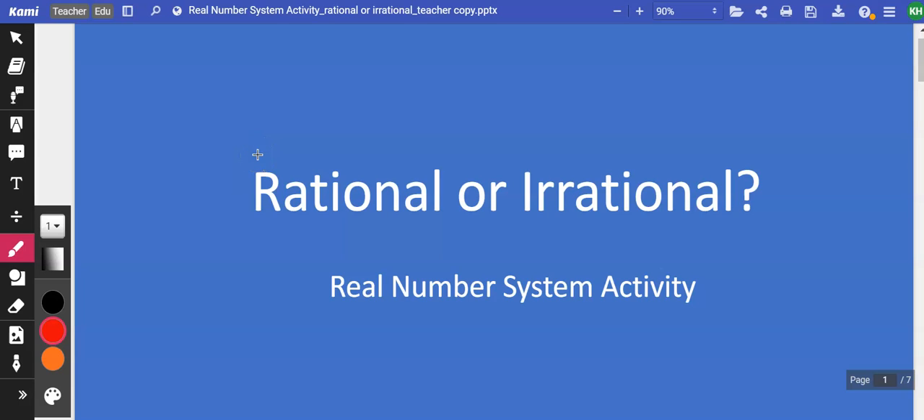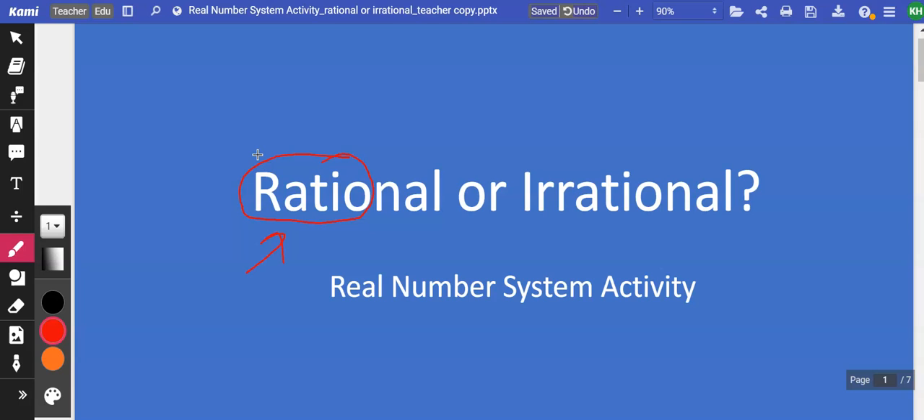Through the use of this activity, we'll be working on determining if a number is rational or irrational. Take a look at the word rational. It has the word ratio inside of it. So that's supposed to remind us that a rational number can be written as a ratio or a fraction.